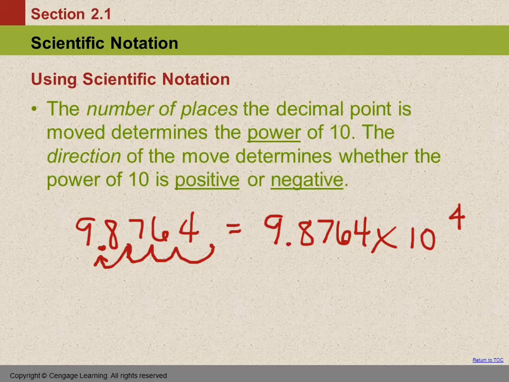How do we remember whether to make that a positive 4 or a negative 4? Well, it has to do with which direction the decimal point moves. There's a correlation here: moving the decimal to the right, moving the decimal to the left, and that correlates with positive exponent, negative exponent. So you kind of have a 50-50 chance of guessing correctly.